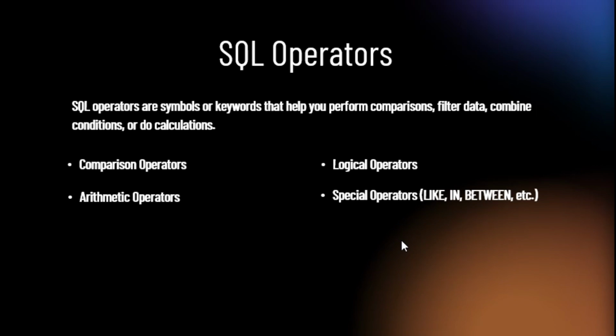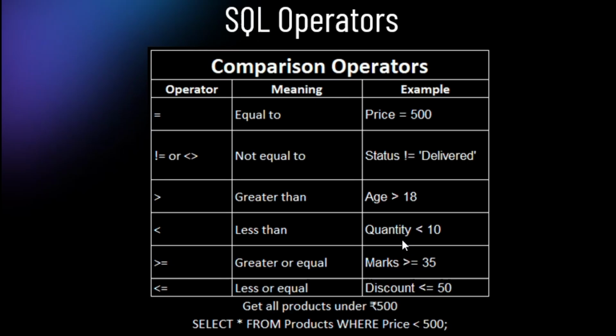Let's start. By definition, SQL operators are symbols or keywords that help you perform comparisons, filter data, combine conditions, or do calculations. Think of them as the tools in your SQL toolbox. We'll cover four major operator types, which are comparison operators, logical operators, arithmetic, and special operators. We'll also be writing some basic, very small queries while learning about operators. This is the first step of starting our query journey.